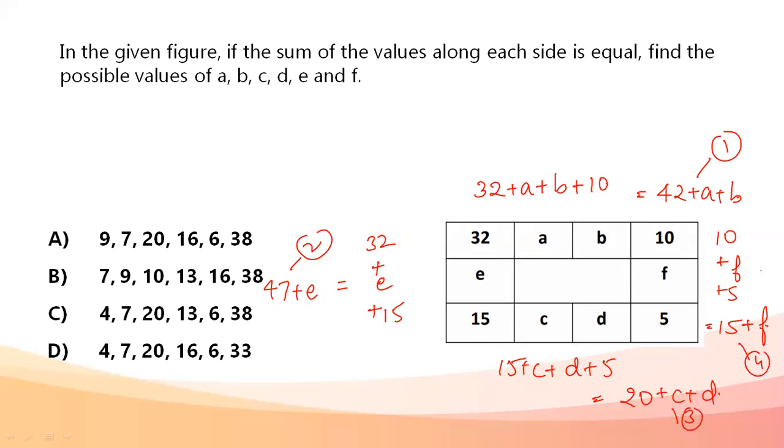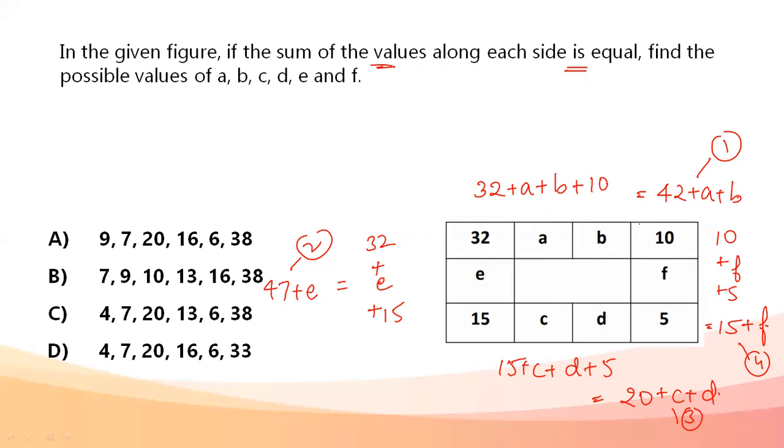One thing I need to realize here is there are four equations and I have six variables, so it cannot be solved using just these four equations and six variables. I have to narrow down my possibilities. What I can do is I can see the thing that is given in the question, that sum of the values along each side is equal. That is, opposite sides are going to be equal. Sum of opposite sides is going to be equal.